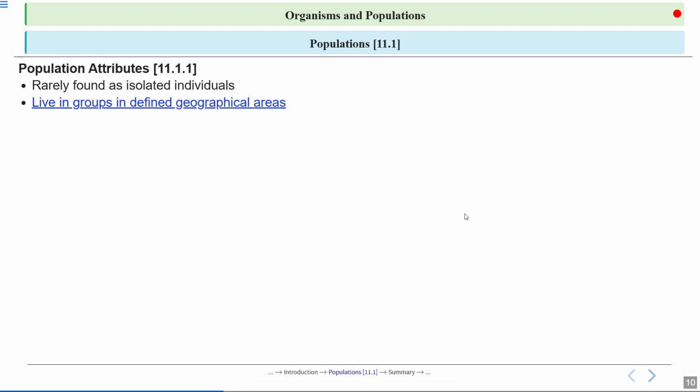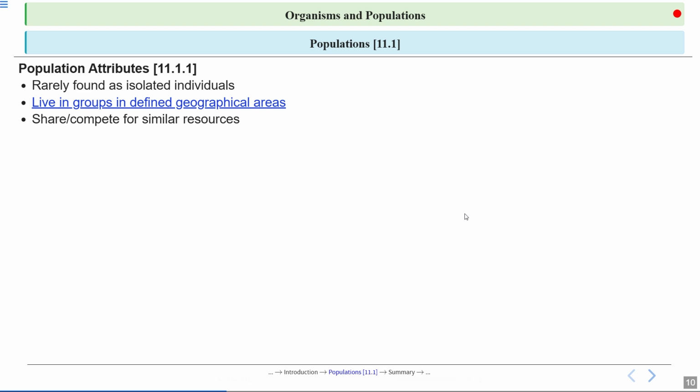So the species, they live in groups in defined geographical areas. This means that populations are often confined to specific habitats where they can find the resources they need to survive. For example, penguins are typically found in cold Antarctic regions.